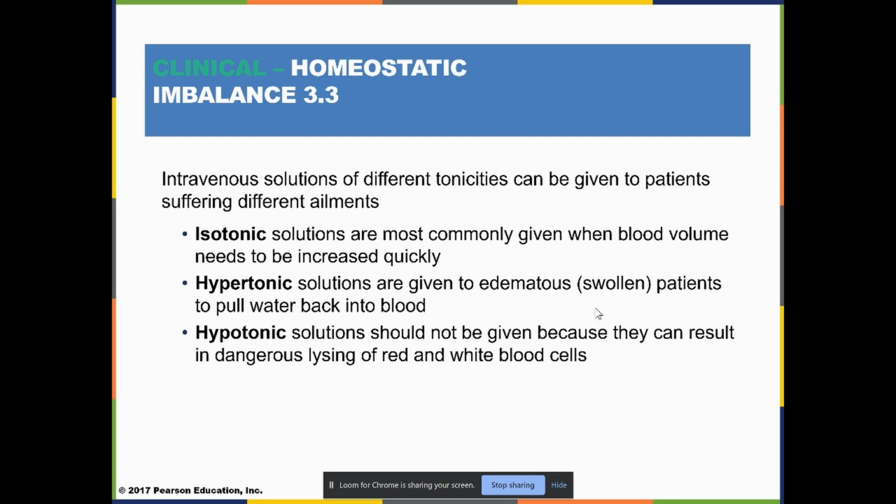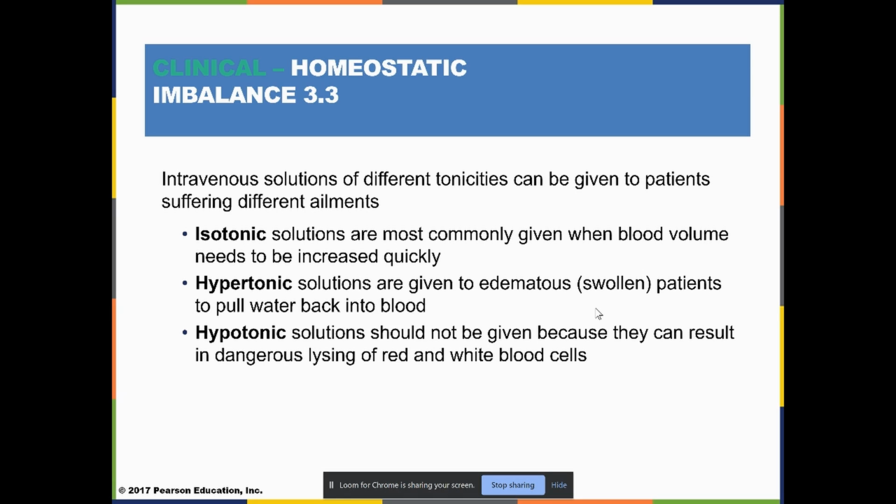All right, another clinical homeostatic imbalance that we can talk about is, again, using those terms isotonic, hypertonic, and hypotonic. You can clinically treat people with fluids. However, it is recommended never to give hypotonic solutions because that could result in dangerous lysing of red and white blood cells, or busting of those cells. But we would usually use isotonic solutions and give those to patients if we just want to maintain a blood volume and pressure, especially if those need to be increased quickly.